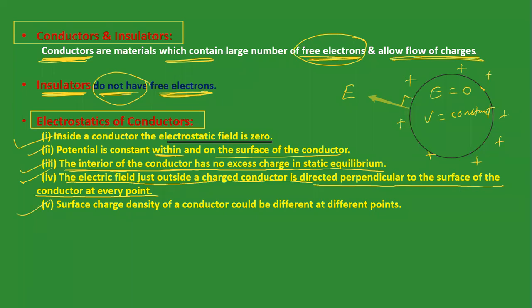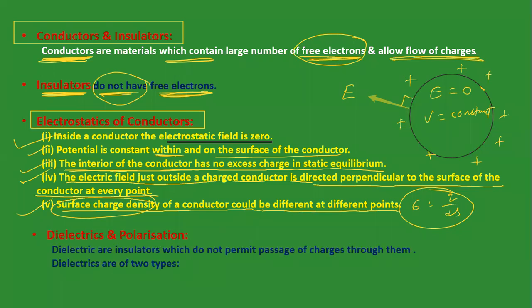Next one, surface charge density of a conductor could be different at different points. Surface charge density means charge per unit area, sigma, charge per unit area. It is different at different points. So these are some points which we have to consider in the next articles. This is basic, you already covered these articles previously also, so it's just a kind of revision.